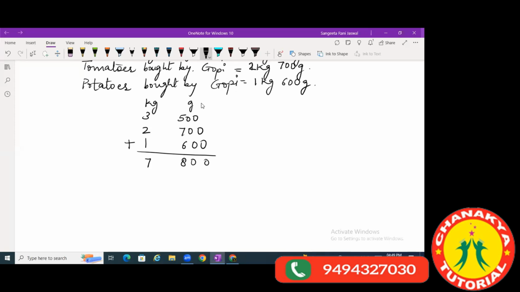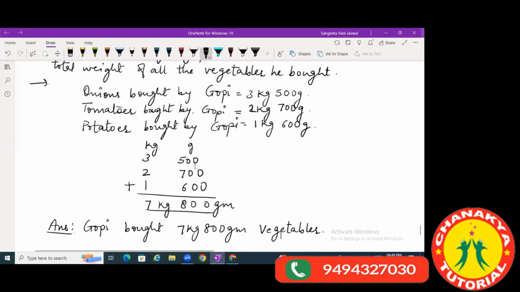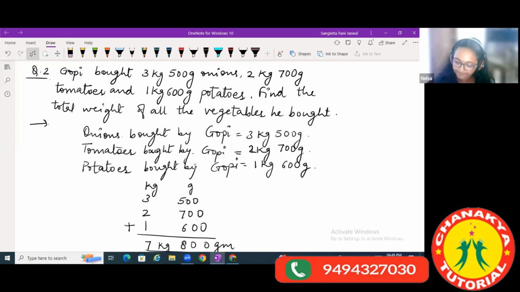This is 7 kgs, 800 grams. Right? So you can write your answer as Gopi bought 7 kg 800 gram vegetables. Okay. So this is the way you should write. Understood, children? Yes, ma'am.